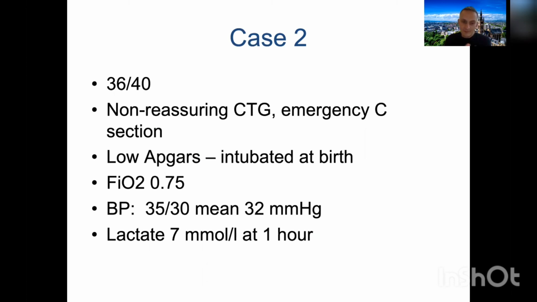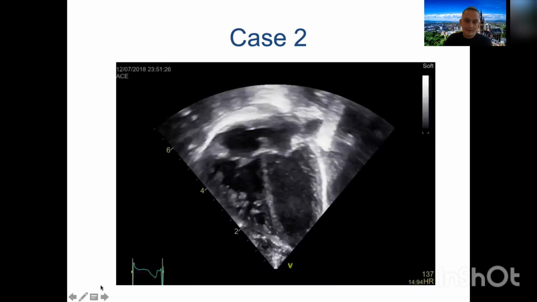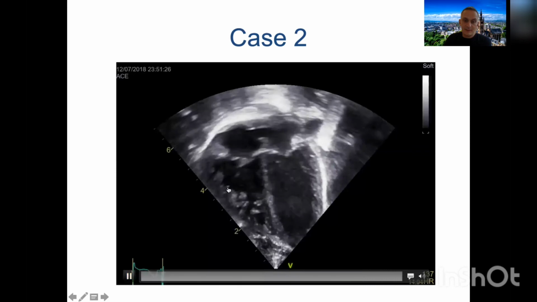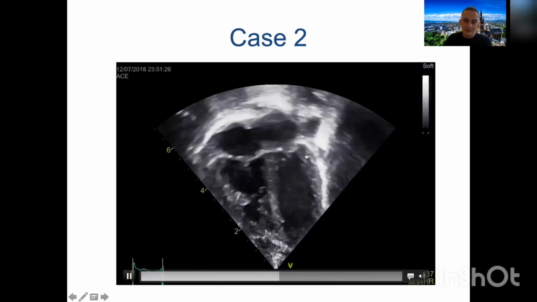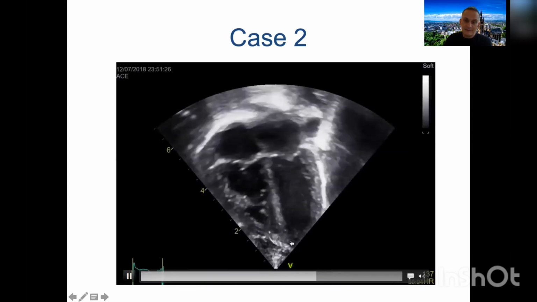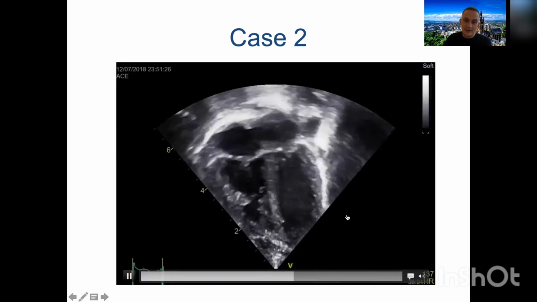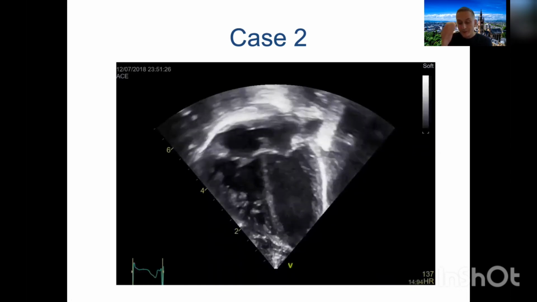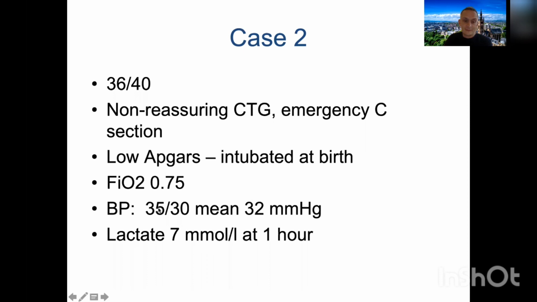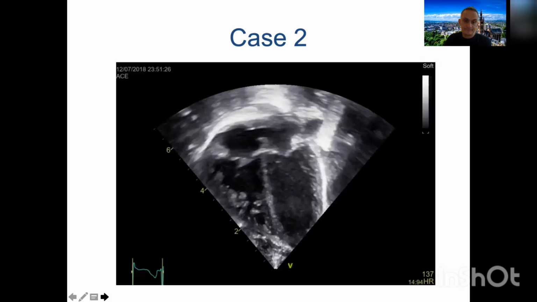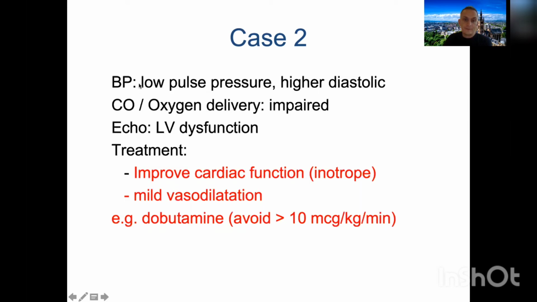Already from that blood pressure, you're perhaps getting a sense about cardiac function. And we can see that the mean blood pressure is low. So again, we'd say this baby is hypotensive. Here's the echocardiogram of this baby, 4-chamber view. And you can see that the left ventricle and the right ventricle are not contracting particularly well. So the echo is confirming what we might have suspected from this low pulse pressure, which is that the baby has got impaired cardiac function. So this baby's got a low pulse pressure with a highish diastolic pressure.